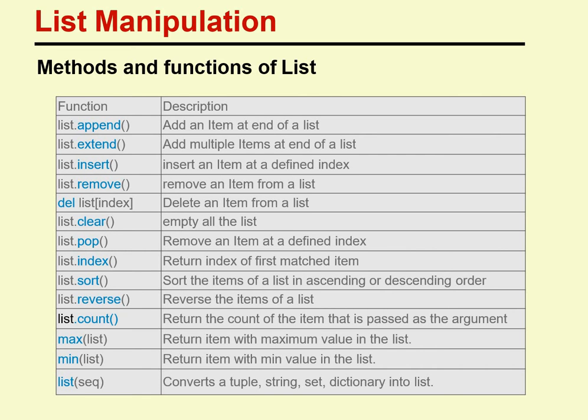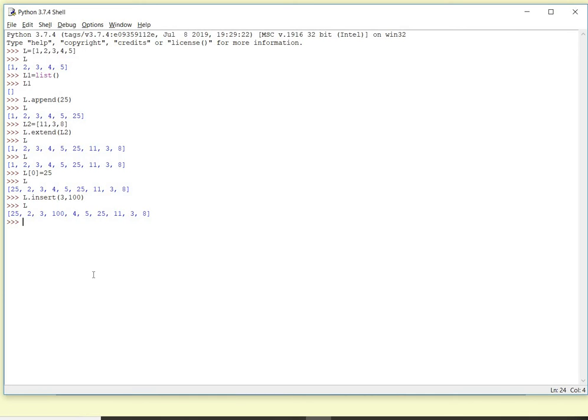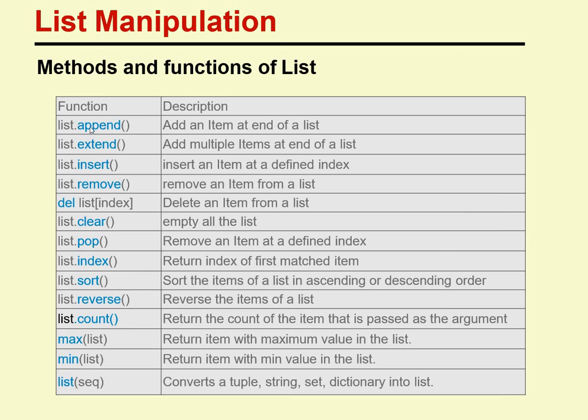The next one is remove. Remove will remove an item from a list. For example, L.remove(2), I want to remove the element 2. And now see the element 2 is removed. So in L.remove, within parenthesis you have to give the element to be removed. This is the remove function. The next one is del list of that particular index, means it will delete an item from a list.